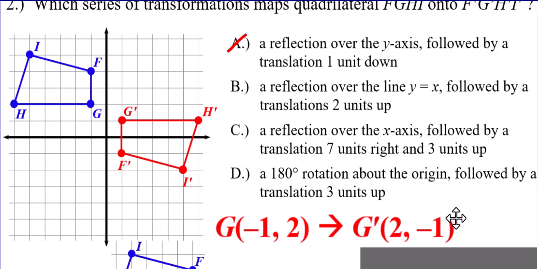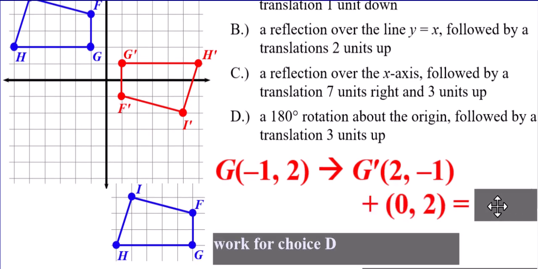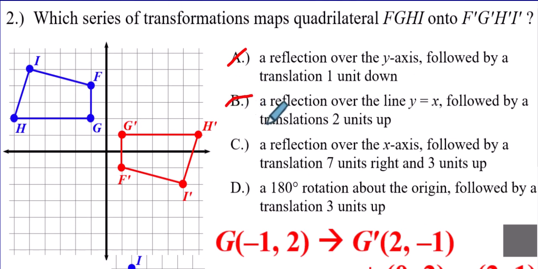G prime being 2, -1. And then it says the translation 2 units up. So I would add 0, 2, because 2 units up is a y of 2. It didn't say left or right, so the x would be 0. And what would that give me? 2 plus 0 is 2. -1 plus 2 is 1. So G prime would have to be at 2, 1. That would be here, not here. So goodbye, choice B. We just proved that it did not work for G to G prime.